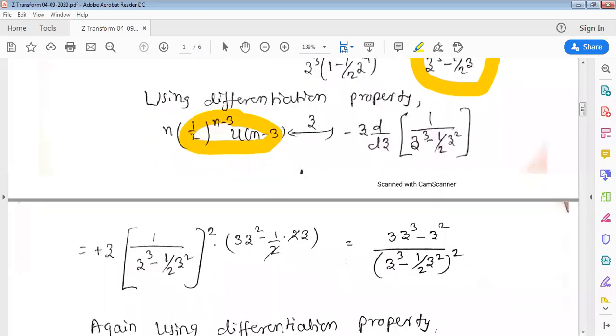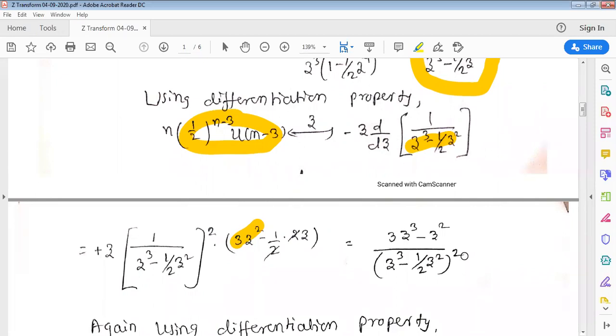How do you do the differentiation? So derivative of 1 by z. What is the derivative of 1 by z? Minus 1 by z square. Minus into minus becomes plus. You have z as it is, 1 by z cube minus 1 by 2 whole square into derivative. What is the derivative of this z cube? 3z square minus derivative of z square is 2z. 2 cancels, and what completely remains is multiply this one by z. I have 3z cube minus z square divided by z cube minus 1 by 2 z square whole square.